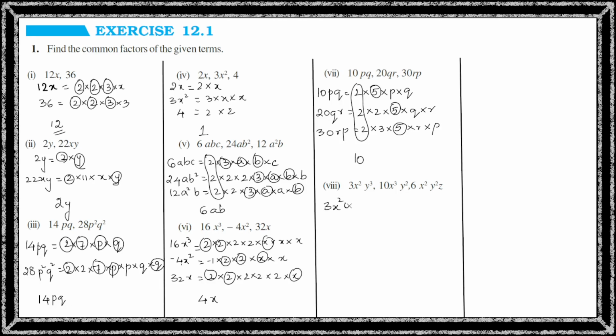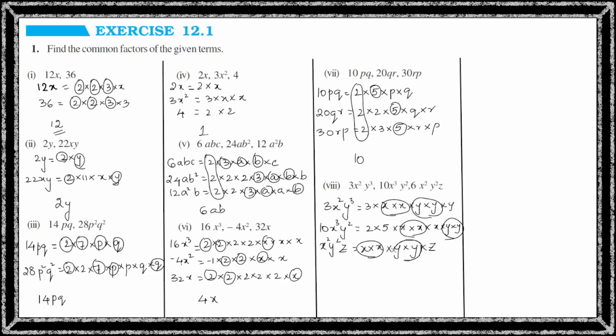Next, I have 3x square y cube is equal to 3 into x into x into y into y into y. 10x cube y square is equal to 2 into 5 into x into x into x into y into y. x square y square z is equal to x into x into y into y into z. So there is no numerical which is common, and x, if you can see, there are 2 x's in all of them. So I think x square is going to be one of the common factors. And then you can see that y square is also common. 2 y's over here, 2 y's over here, and 2 y's. So you can see that clearly x square y square is the common factor, right? So that is the first question.